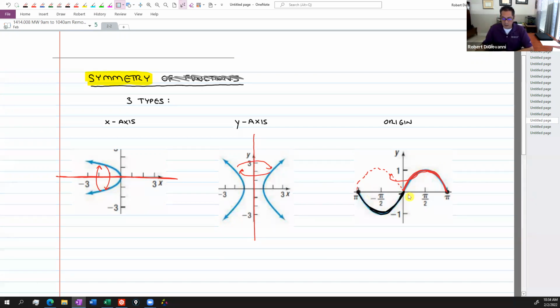And you could have also done it for the black piece. You could have taken the black piece, reflected it over the y-axis, it would have landed here, and then reflected it over the x-axis, and it would have come up and landed on the red one. So when you have that happening, that's called origin symmetry. Those are the three types of symmetry you can have in a relationship, in a graph.